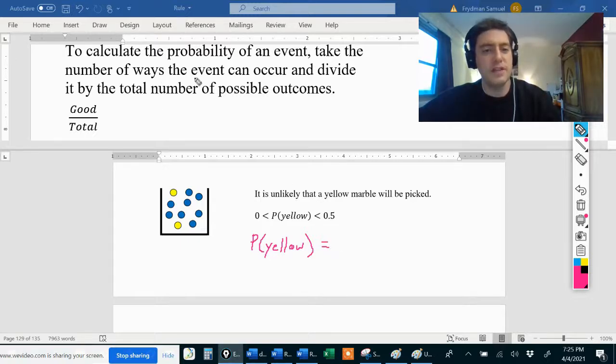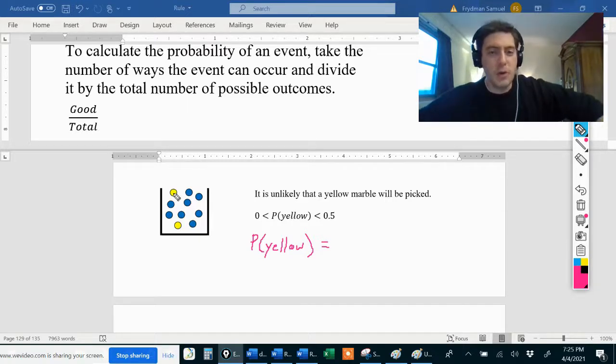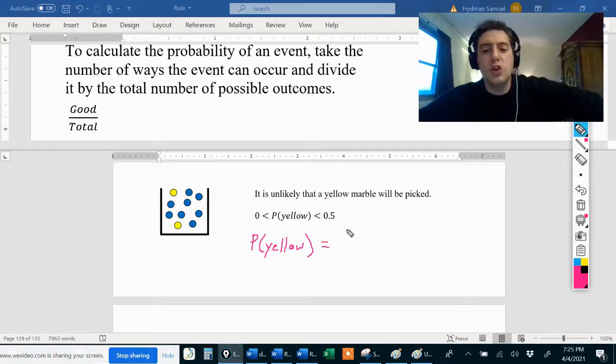take the number of ways the event can occur. So how many ways are there for me to pick a yellow marble? Well, if I pick this marble, that's one way that it could happen. Another way is if I pick this marble. So there are 2 ways for me to pick a yellow marble. So there are 2 good outcomes for me. I'm going to put that in the numerator.